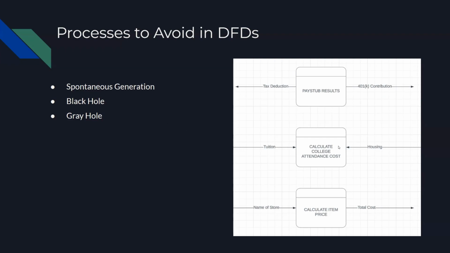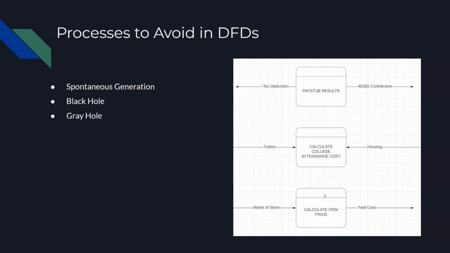Now moving on to a black hole, this would be example 2 here. And we have a calculating college attendance cost process. So we have information or data coming into this process, known as the tuition and housing costs to attend a college, for a total calculated college attendance. So why is this called a black hole process? It is because it has inputs into it, but it has no outputs. So how are we going to use this information that we have to calculate attendance costs? It's not going anywhere. So it's called a black hole for that reason, because that is going nowhere.